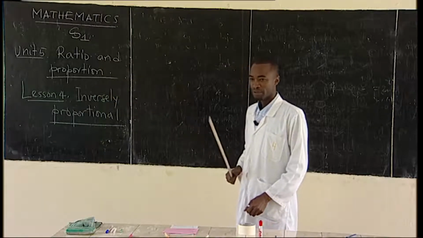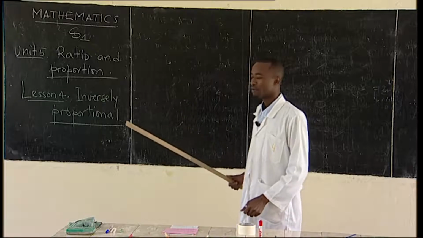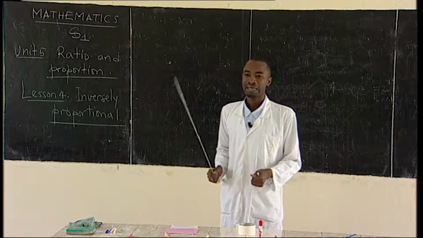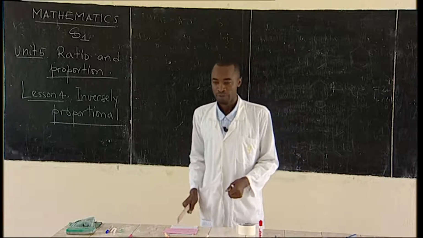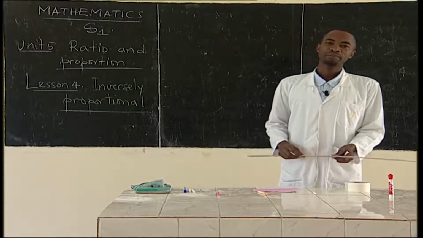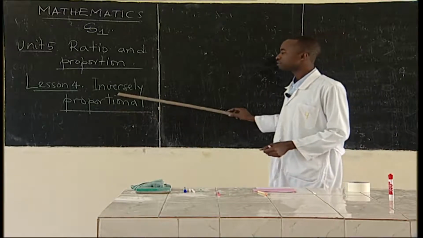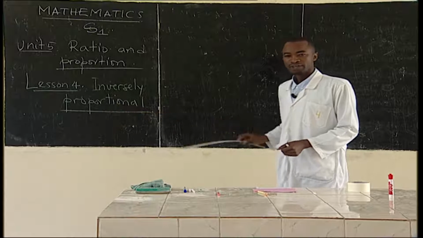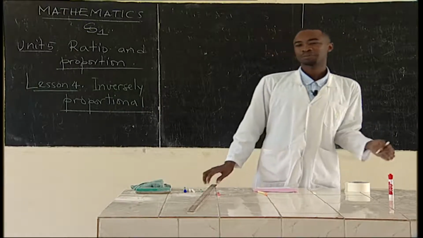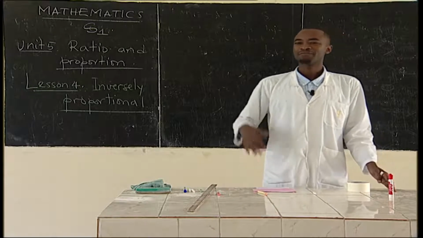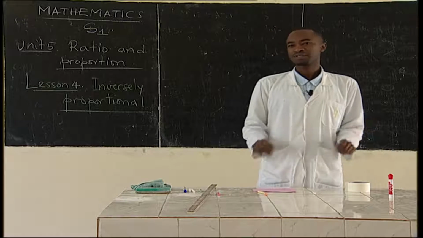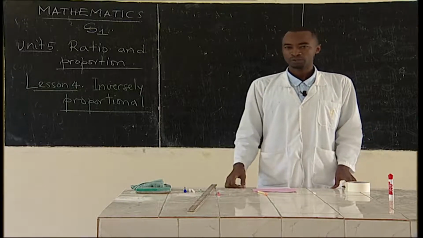And if you remember very well, last time, on lesson number 3, we were discussing direct population. But today, we are going to learn a new lesson, which is inverse population. And I think you can get something from there. When you have direct population, of course you have inversely population. I think you remember all the things we discussed about direct population.